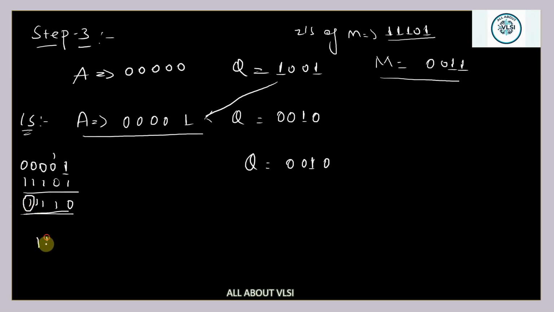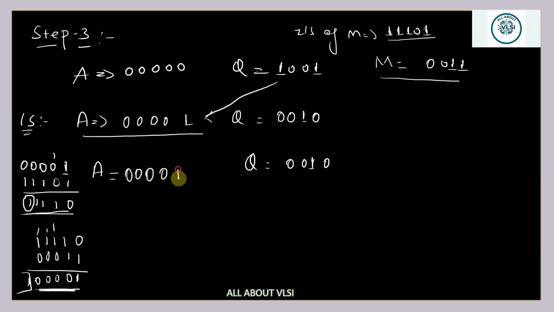So what are we going to get? 11110 plus 00011. So what is our answer? It is equal to 100001. If we get any carry, we discard it, and this is the final result of our accumulator, which is 00001. This is my final result of my accumulator after performing step number 3.